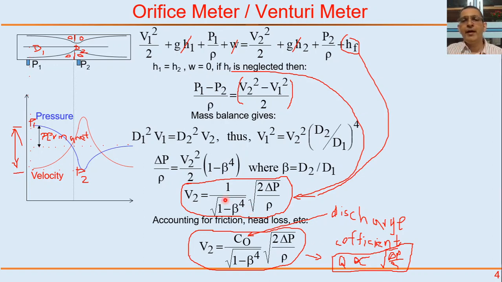The next point is, because there is a frictional loss because of these vortices, this discharge coefficient is always less than 1. It can never be more than 1. It is less than 1. Typical value of C0 is around 0.6 for an orifice.